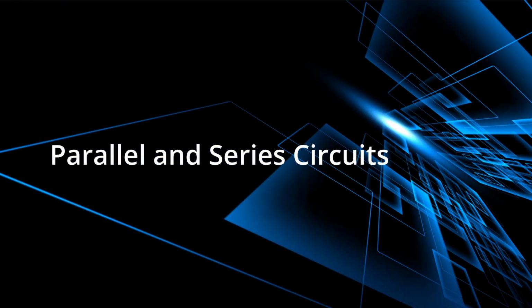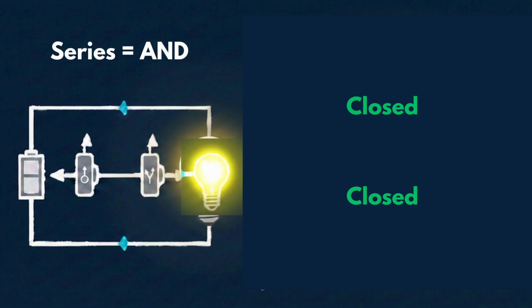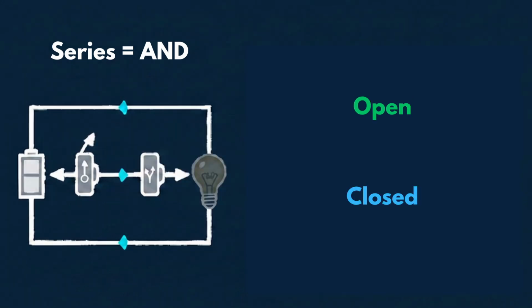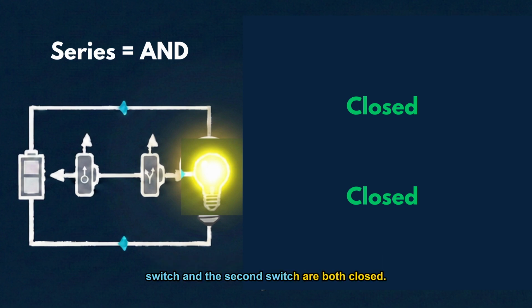Let us look briefly at two ways switches can be connected. The first arrangement is called a series circuit. Here, two switches are connected one after the other. For current to reach the bulb, it must pass through both switches. If the first switch is closed, but the second switch is open, the circuit is still broken. Light comes on only when the first switch and the second switch are both closed.